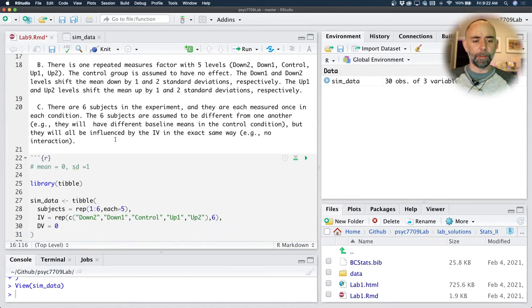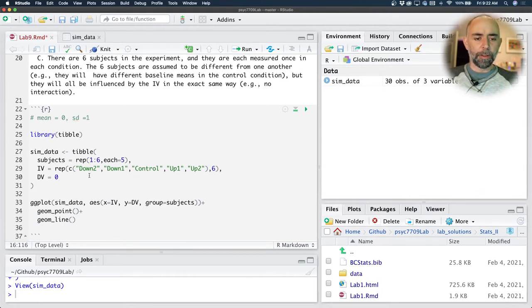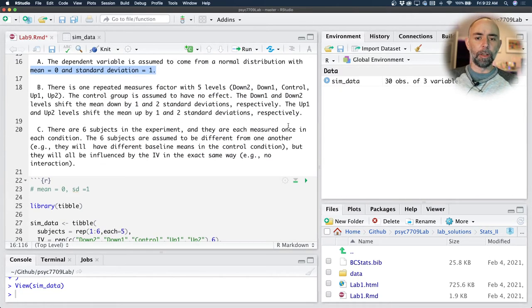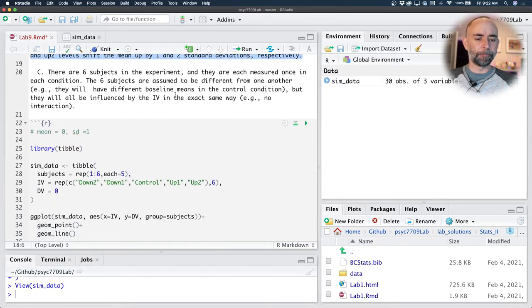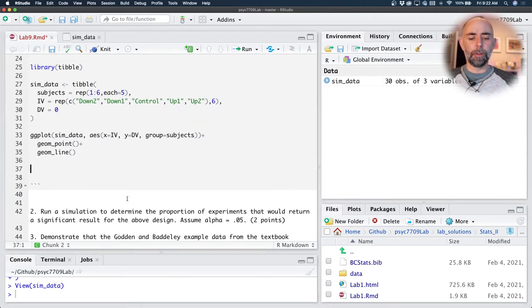Let's see if we can build that in. The first thing I want to do is see if we can accomplish this part. Let's build in the effect of the independent variable. In lab 8, I showed you something that you can do with the rnorm function. So let's think about this for a second.